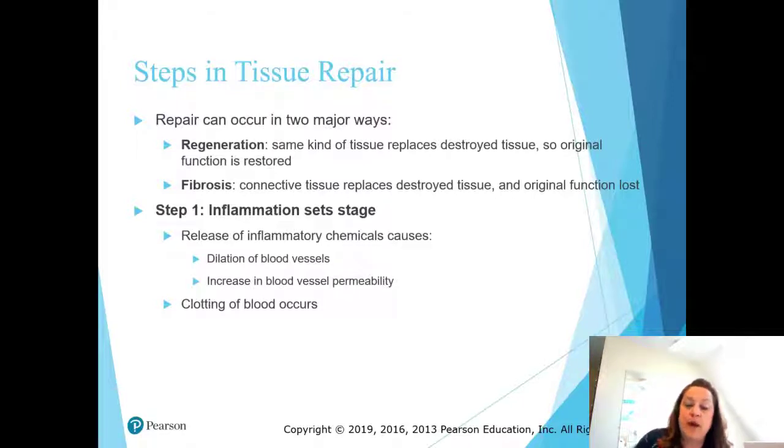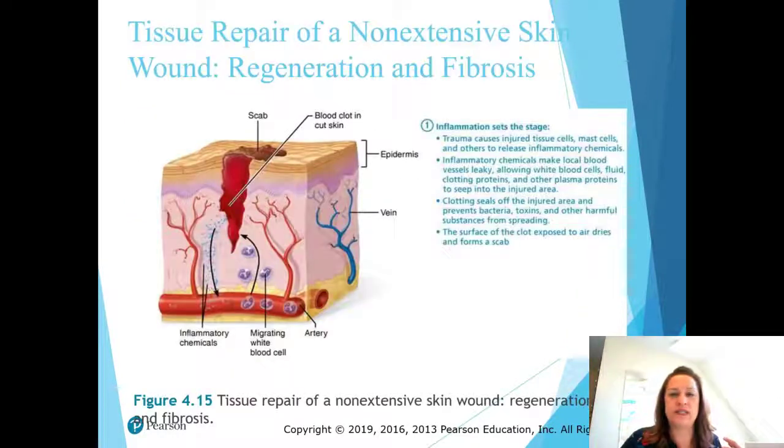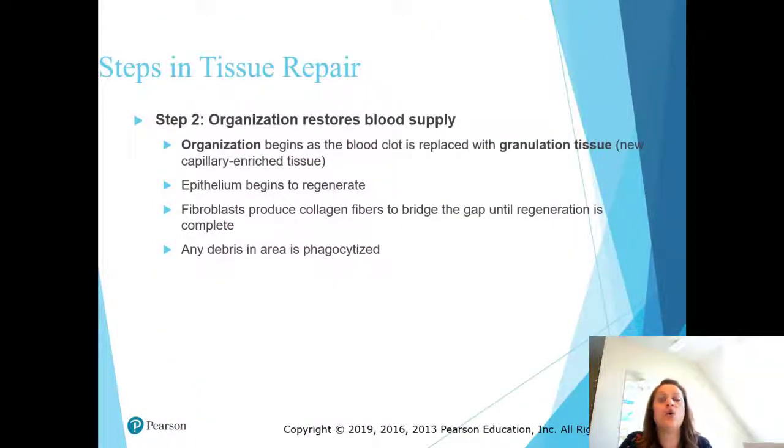But inflammation is step 1. Inflammation is the release of the inflammatory chemicals. We're bringing fluid. We're bringing immune system cells. We're bringing white blood cells and plasma proteins and all of that to the area. That's inflammation. All right. The next is going to be organization.